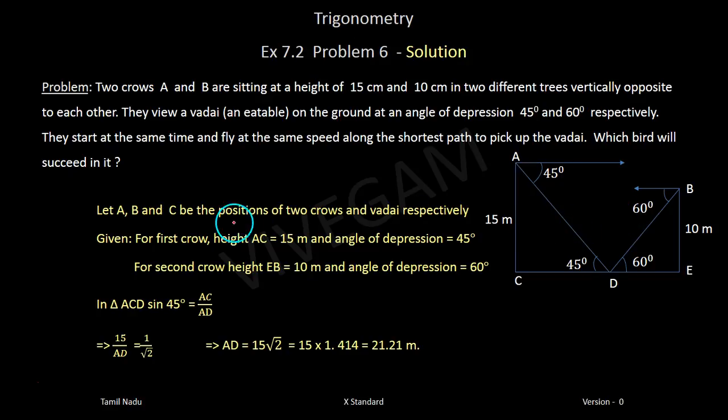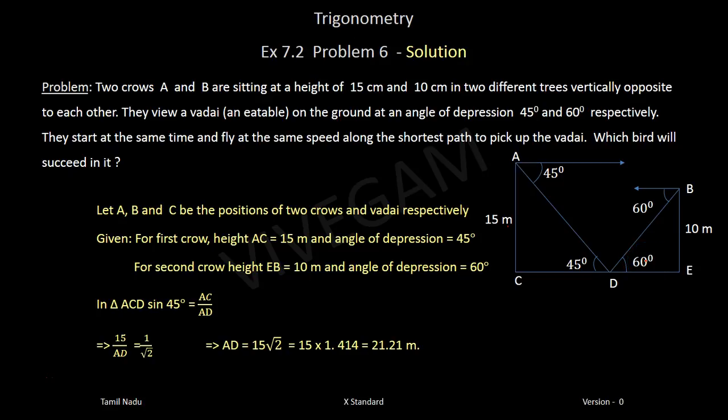Okay, the solution. Let A, B, C be the positions of the two crows and vadai. A, B, first crow, second crow, and this is a vadai. This is the first tree, which is 15 meters tall, and the second tree, which is 10 meters tall. The angle of depression is 45 degrees, so this angle is also 45 degrees, and for this one 60 degrees angle of depression, so this is also 60 degrees, as I explained, because this line through the eye and the horizontal are parallel, so this becomes an alternate angle. So this 45 will be equal to this angle. Since this is 60, this also can be taken as 60.